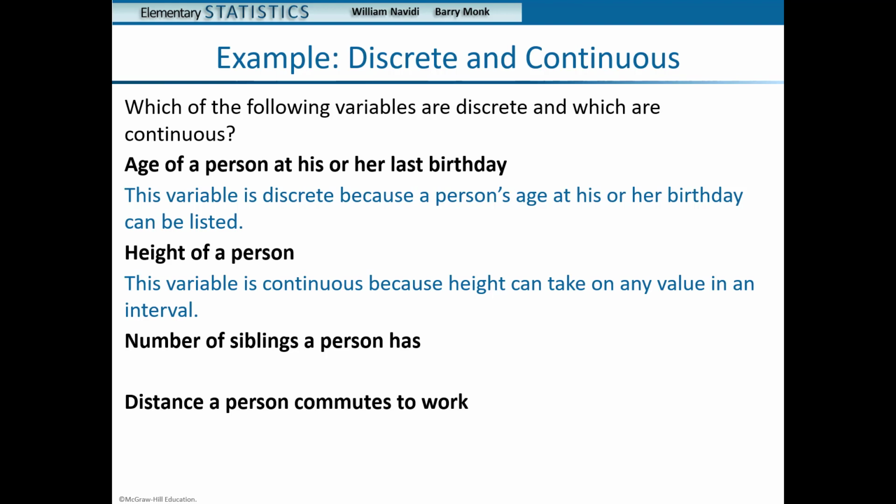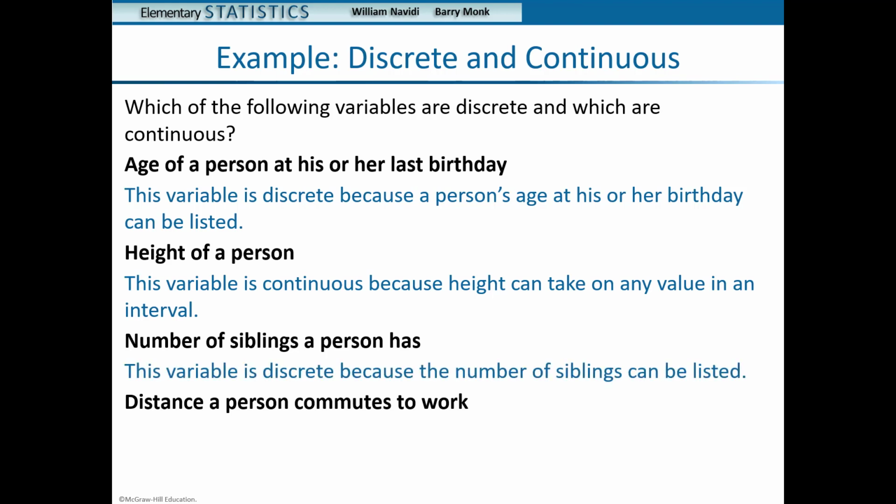Number of siblings a person has. This is another example of a discrete random variable, because the number of siblings can be listed. It's going to be a fixed discrete value. You have 2 siblings or 3 siblings or 5 siblings or 10 siblings. There's going to be some variation there, but it's always a number, something you can count or list.